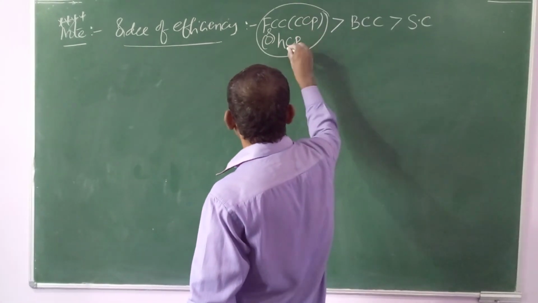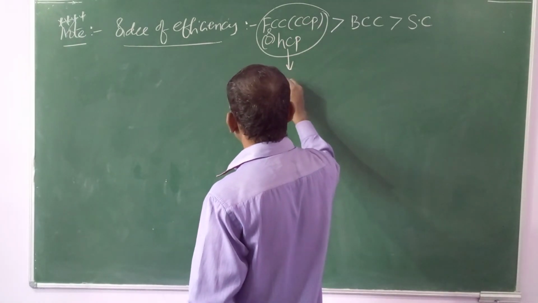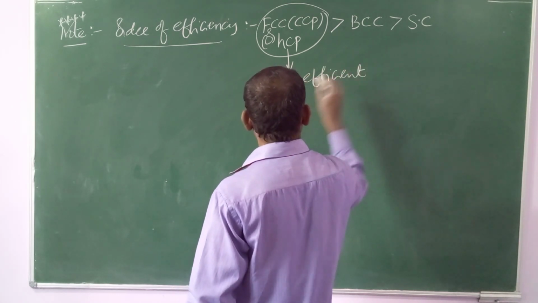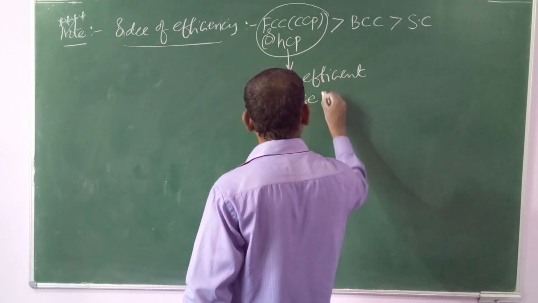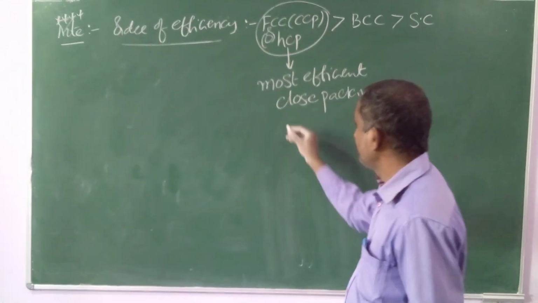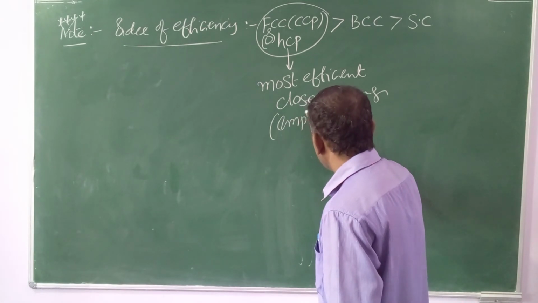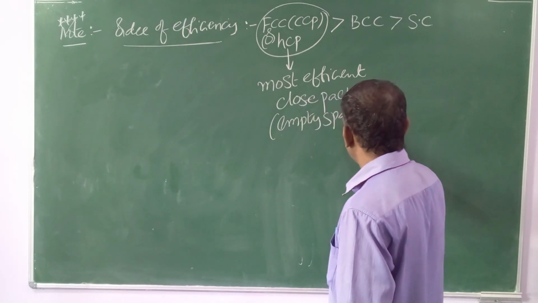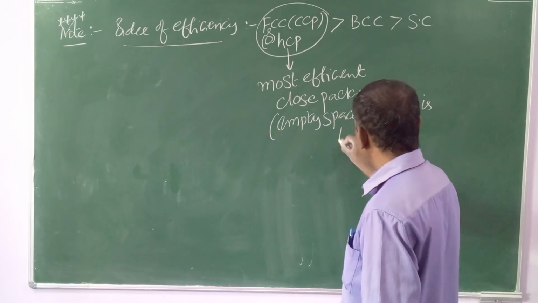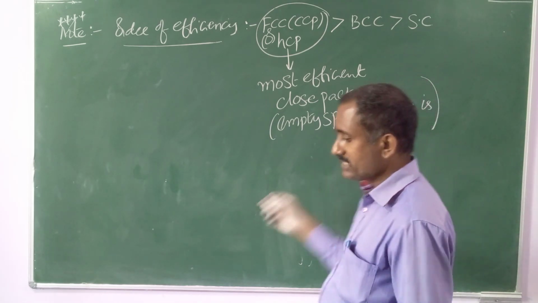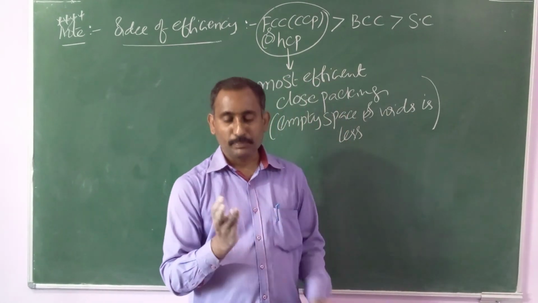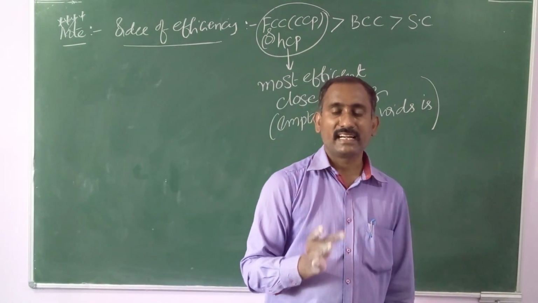So this is most efficient, most efficient close packing. So empty space or voids is less. So this is about packing efficiency of simple cube, BCC and FCC.